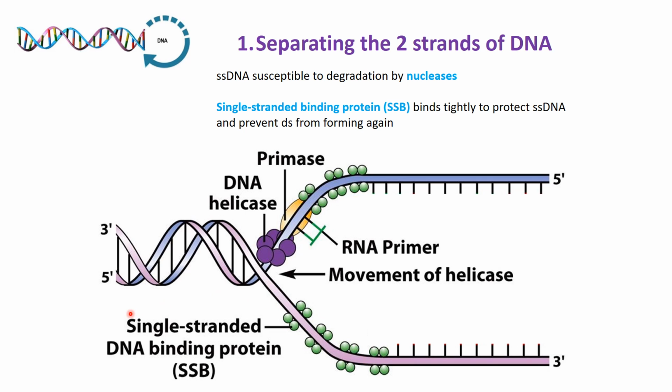Another function of your single-stranded DNA binding protein is that it prevents the single strands from reannealing to form double-stranded DNA. Because remember, these bases are still complementary. They want to bind together. They like each other. They have high affinity for each other. And so the single-stranded binding protein prevents the reannealing of the two strands.